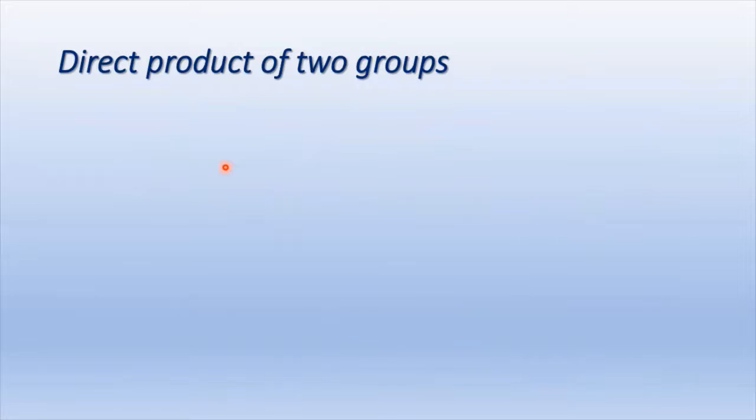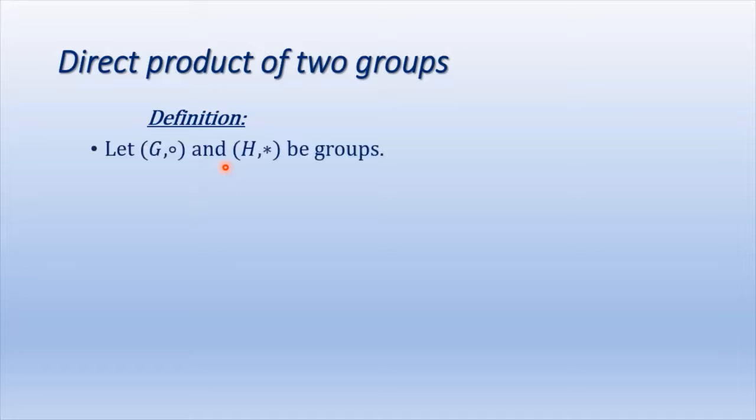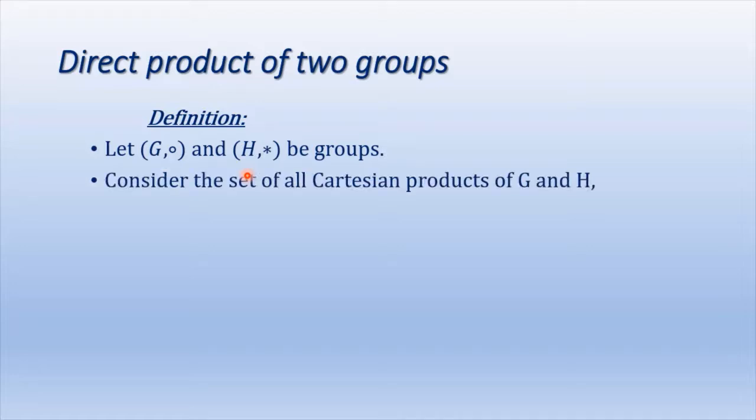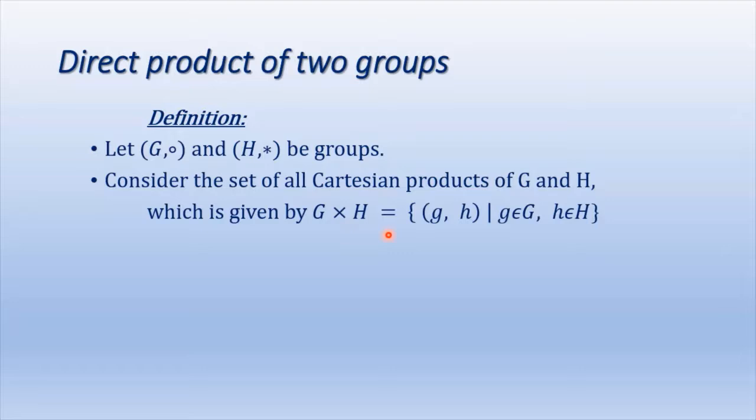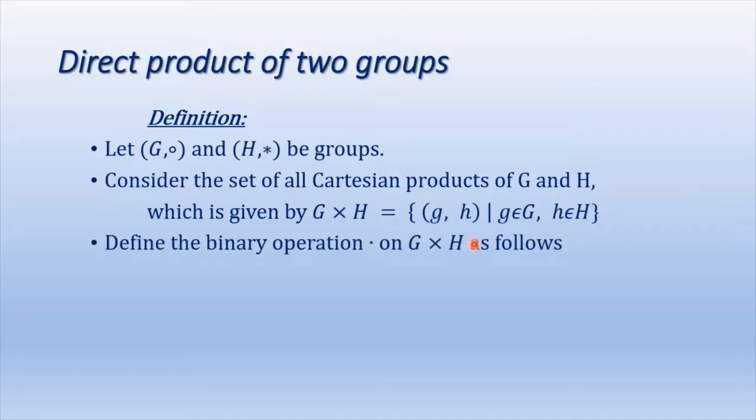We shall see the direct product of two groups. Consider two groups G, dot and H, star. Consider the set of all Cartesian products of G and H. What is a Cartesian product? You consider the ordered pair G, H, where the first element G belongs to G and the second element H belongs to capital H.